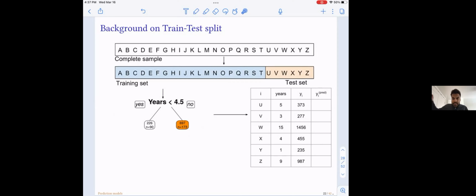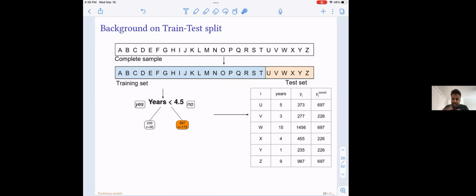I didn't use the test set, those other 6 observations. For each of my test set observations, I have the value of their years, so that's a covariate. I have their observed value, and then I can fill in the predicted values based on my training model. Those who have years greater than 4.5 get predicted a value of 697, because that's what the tree is telling me to do. Everybody with less than 4.5 gets predicted a value of 226.